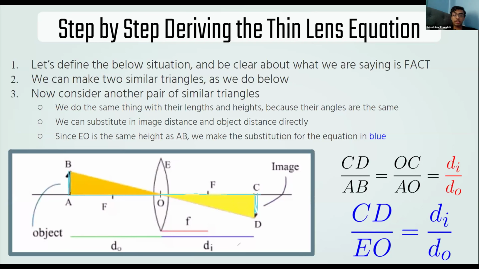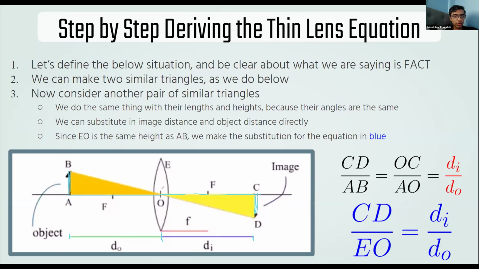And that's equal to DI over DO. However, we know that the height EO is the same as the height AB. So CD over AB is the same as CD over EO. The height AB is the same as the height EO because that is what we defined initially. That is a fact that we have assumed in this problem. Okay? Because remember that point E came from drawing a ray straight from B into the lens. So it makes sense that it would be the same height, AB and EO. So therefore, CD over EO is equal to DI over DO because OC was DI and AO was DO. Do we understand this equation?